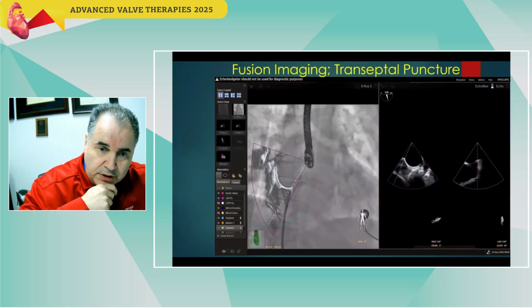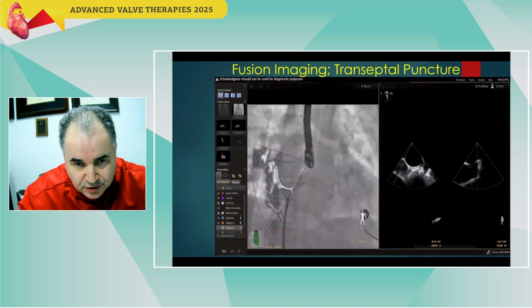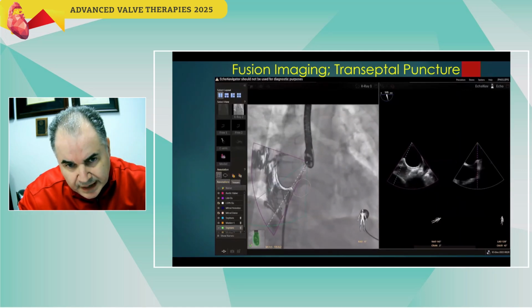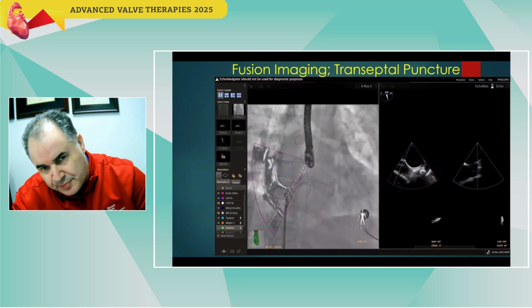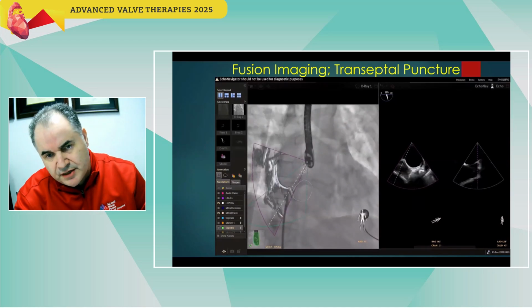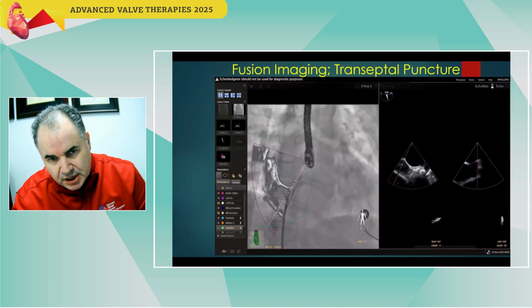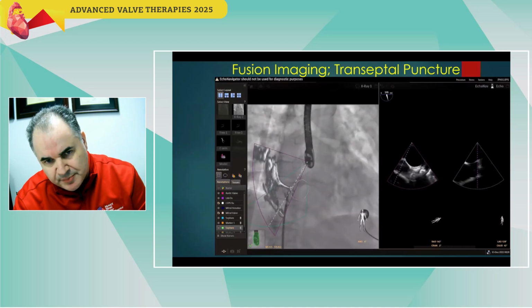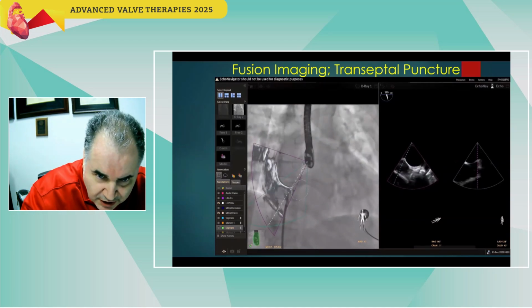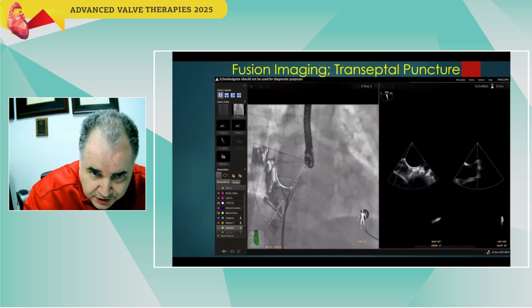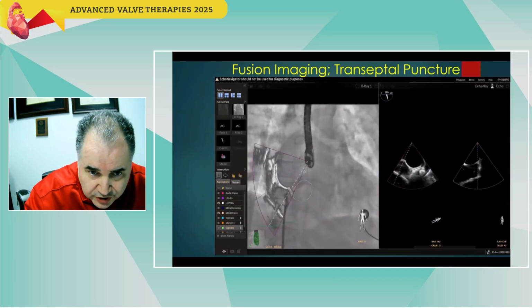Another modality we use is the fusion imaging. We have this available in our cath lab. Of course, the surgeons and the interventional cardiologists are not very patient using this modality, but we have it, and it's very helpful, especially for the transseptal puncture. And as Professor Kofidis said, it's very important to talk the same language.